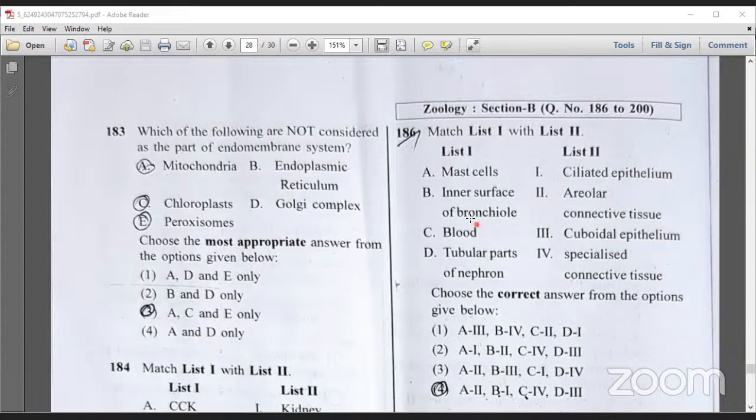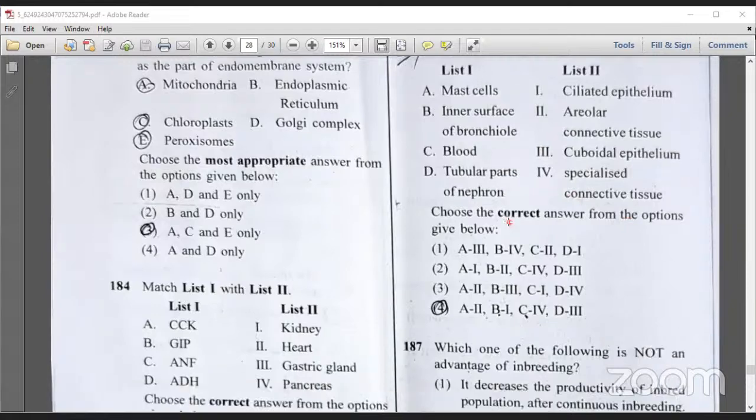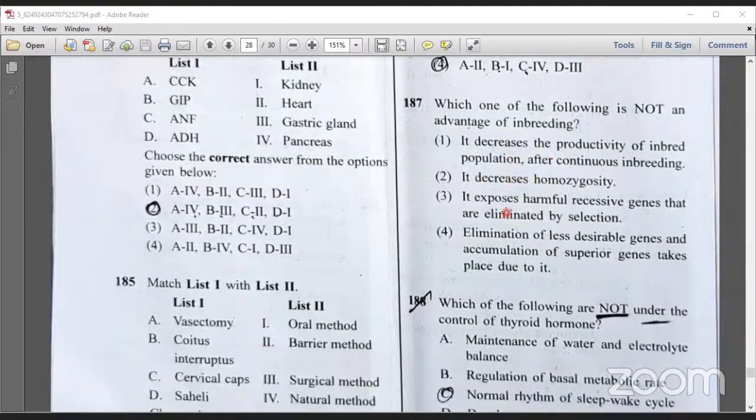So match up. Mast cells belong to areolar connective tissue, and the inner surface of bronchiole is made up of ciliated epithelium to trap the microorganism. Blood is a specialized connective tissue, we know, and we got the answer there. And which of the following is not an advantage of inbreeding? When we talk about inbreeding, it increases homozygosity, whereas here they gave it as decreases homozygosity. So that is wrong.